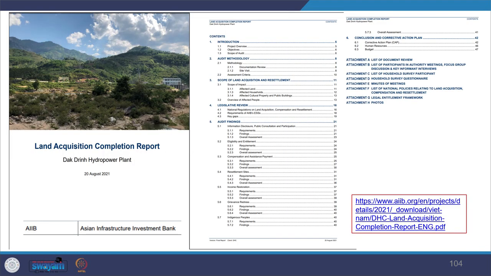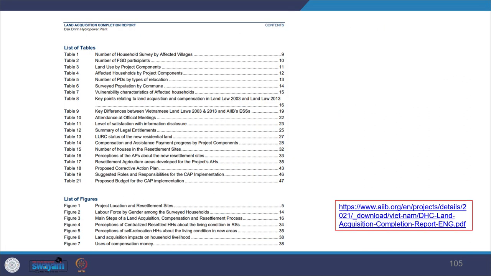Another project you can see from Vietnam. This was prepared for funding agency, Asian Infrastructure Investment Bank, EIA. So here you can see the land acquisition completion report for the hydropower plant. So you can look at the table of contents. So you see the audit methodology, how they're looking at the scope of land acquisition and resettlement, the legislative review, the audit findings, what are the different findings in that, information disclosure, eligibility and entitlement, compensation and assistance payment, resettlement sites, income restoration, grievance redressal, indigenous people, and all the documents which are there.